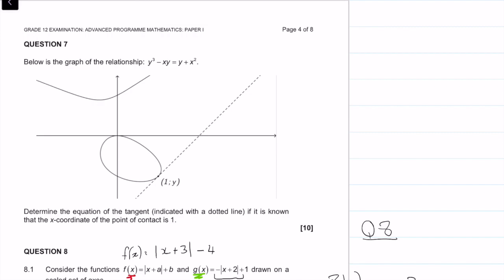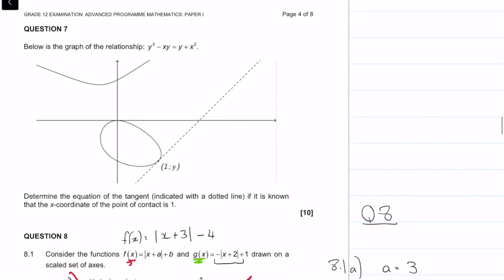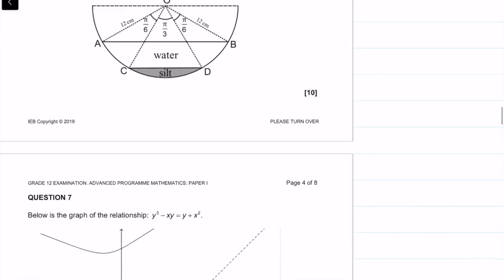Below is the graph of the relationship y cubed minus xy is equal to y plus x squared. It's a nice graph, and it says determine the equation of the tangent, what's shown in the dotted line, if it is known that the x-coordinate of the point of contact is 1. So we know what the x-coordinate of the point of contact is.